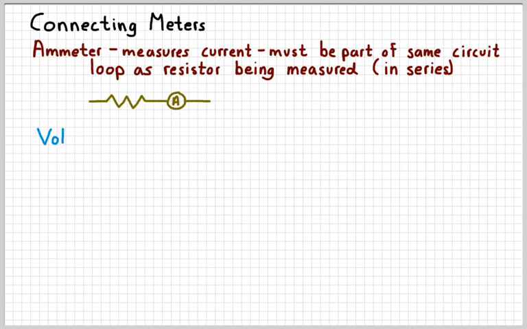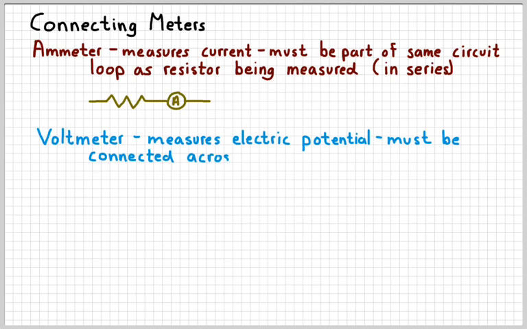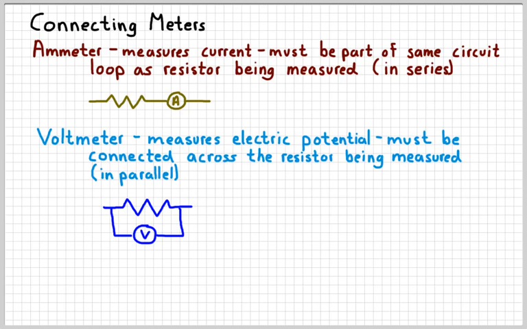It'll measure something else. A voltmeter is a device which measures electric potential, or voltage. The way that we connect a voltmeter is different. The voltmeter needs to be connected across the resistor being measured. This is a setup that we refer to as being in parallel. And so a voltmeter gets connected like that, where there's a separate path for current to travel through the resistor and the voltmeter. So we're actually going to set these up in class and learn how to use them, but we do kind of want to have an idea of how they're connected, and later on we'll see exactly why those two have to be connected in exactly that way.